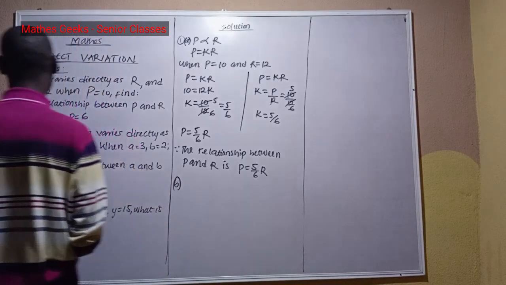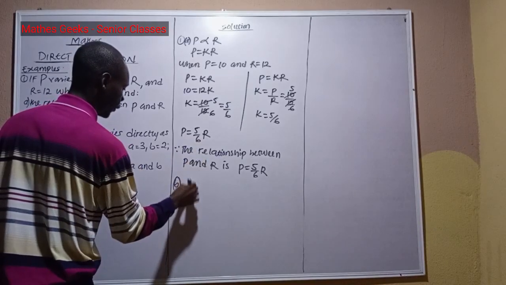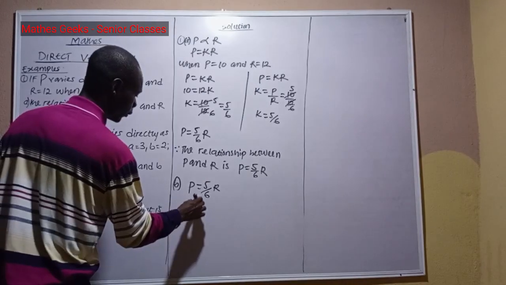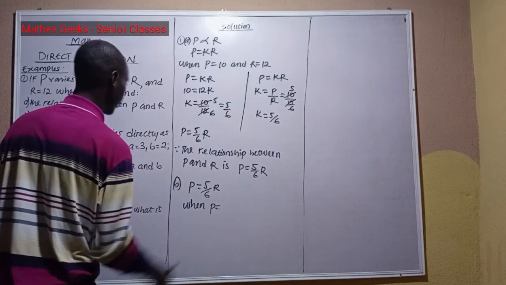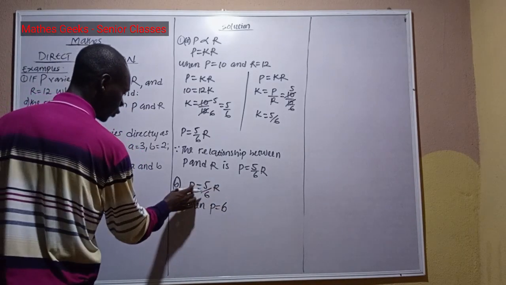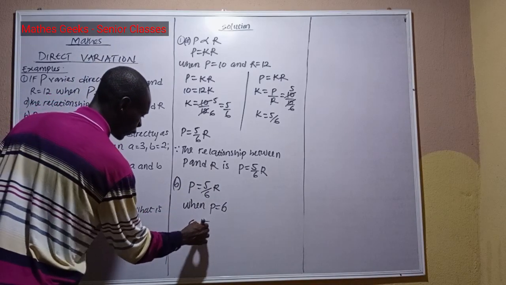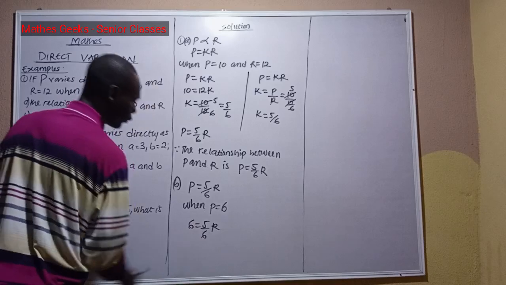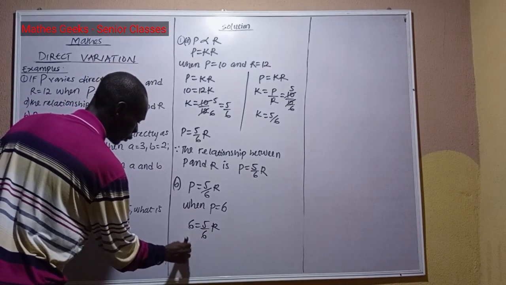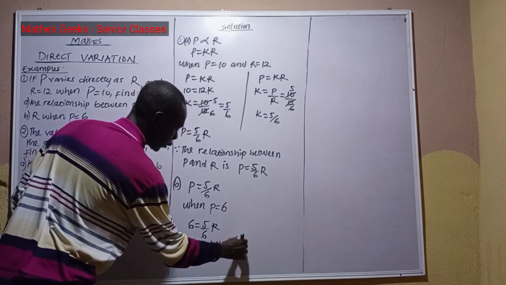Part B says find R when P is 6. So you write the formula again, P equals 5 over 6 R. So when P is equal to 6, we can make R the subject of the formula first, or just solve right away. So let me put the value 6 equals 5 over 6 R. So I'm going to multiply both sides by 6.